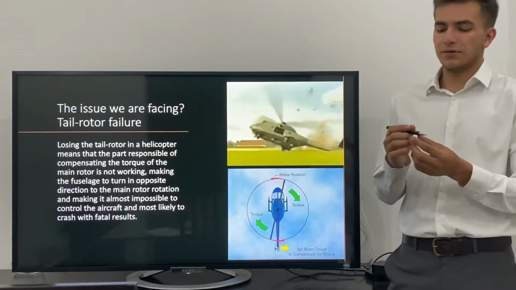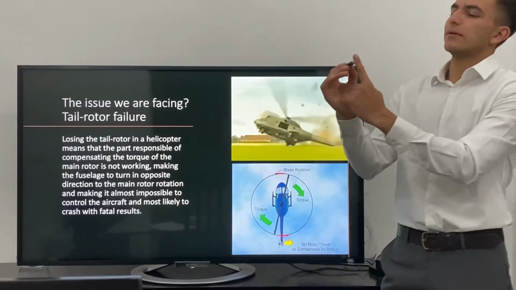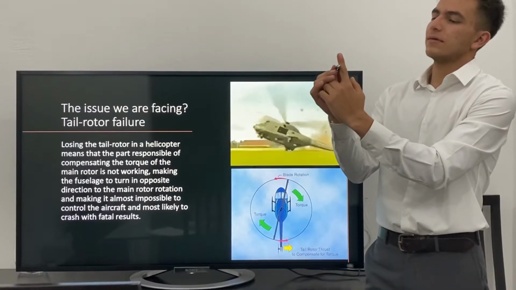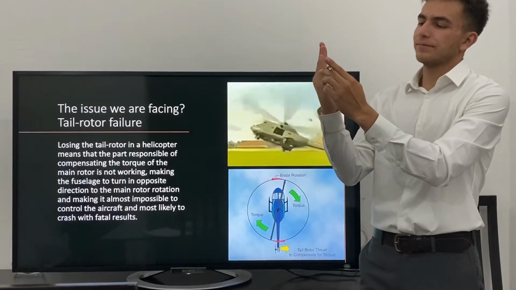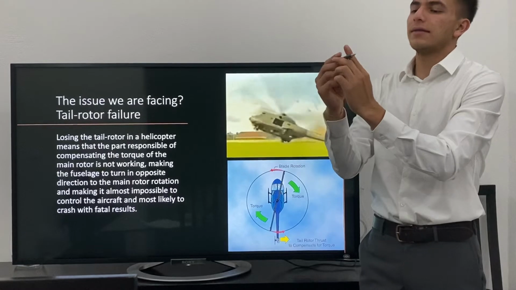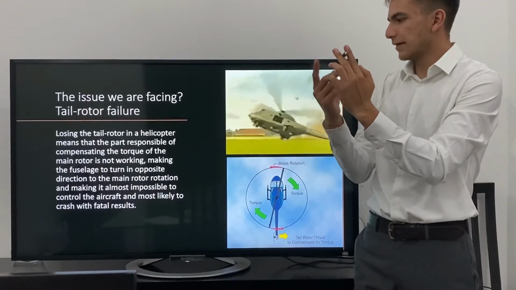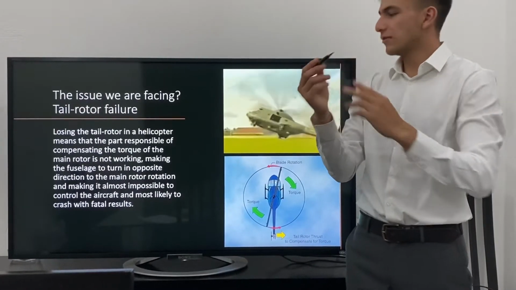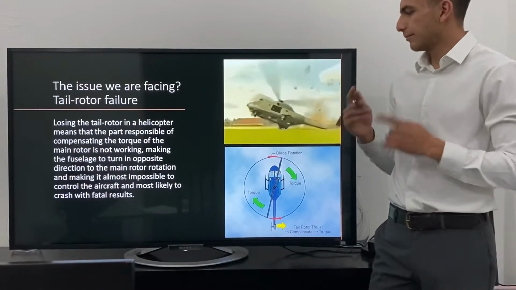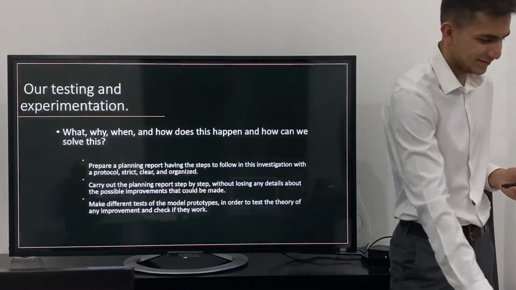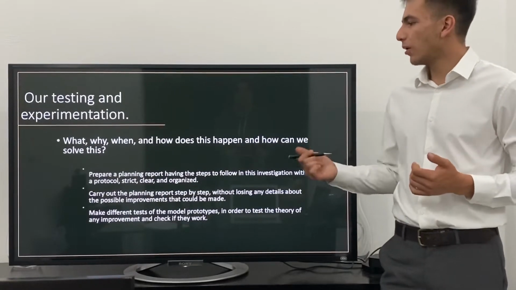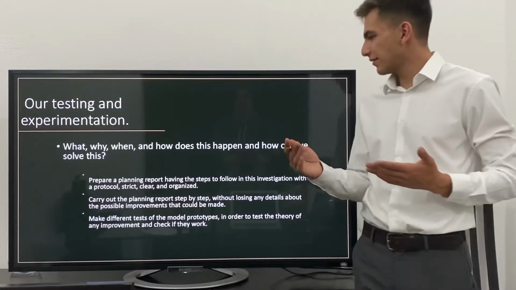What is going to happen? We're looking at the helicopter as a fuselage. This is the main rotor, and here is the tail rotor. If we miss this part, the torque is going to make it turn in the opposite direction that the airfoil blades are rotating. Well, our testing and experimentation was what, why, when, and how can we solve this?